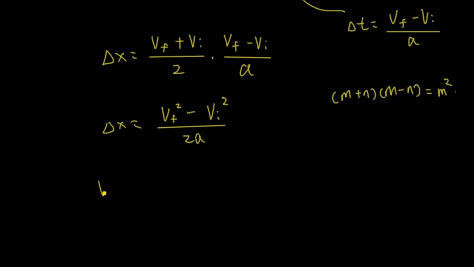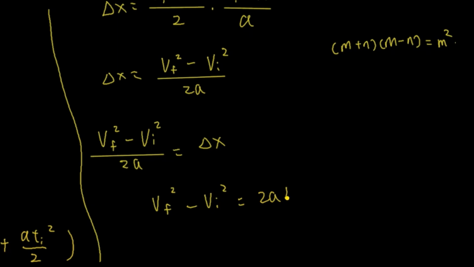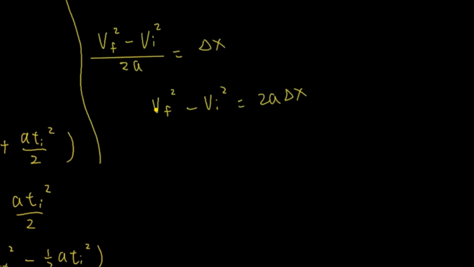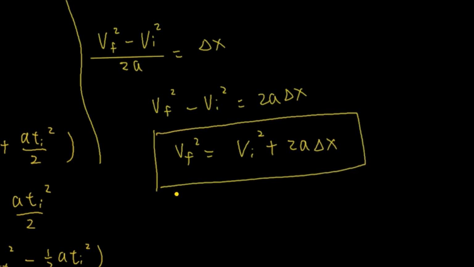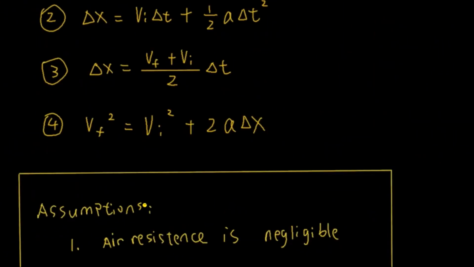Okay, now let's switch the order. So v final square minus v initial square over 2a is equal to delta x. Now multiply both sides by 2a. So I have v final square minus v initial square equals 2a times delta x. Now add v initial square to both sides. We have v final square equals v initial square plus 2a delta x. Okay, so here we go. This is exactly the same as the original equation we tried to prove.